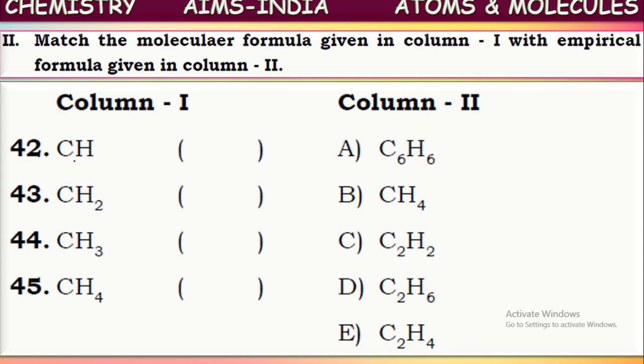See, CH empirical formula they have given here. So which of these molecules will get the empirical formula CH? So the molecule in which the number of carbon and hydrogen atoms are the same, for them the empirical formula will be CH after the elimination of highest common factor.